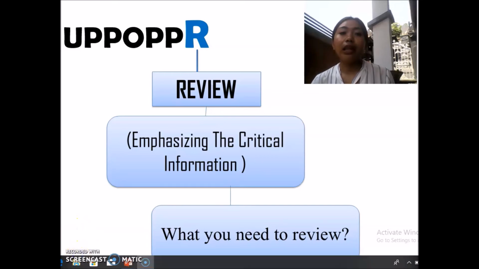Okay, we move to the last process of U-purpose. The last process is review. Do you ever review the materials in your learning? Okay, let me tell you, review emphasizes the critical information. What should you review and emphasize in the seminar or presentation? There are three things: process, objective, and utility. But in a simple way, that does not involve why and how.